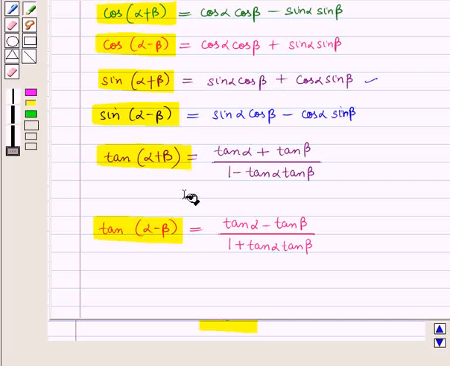So in this session we have derived all these formulae, and this completes our session. Hope you all have enjoyed the session.